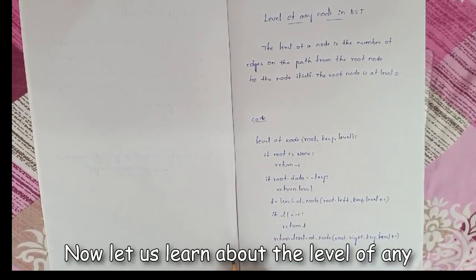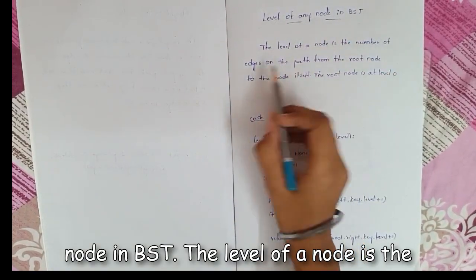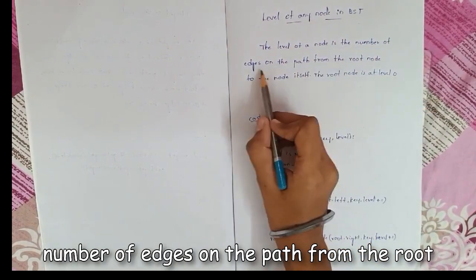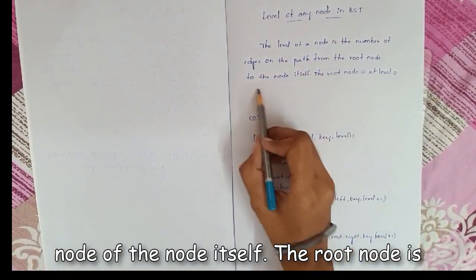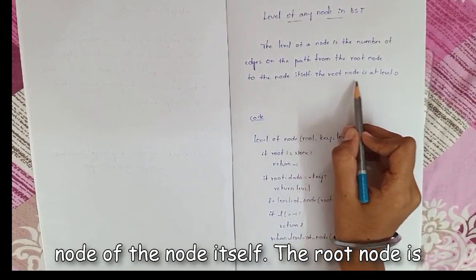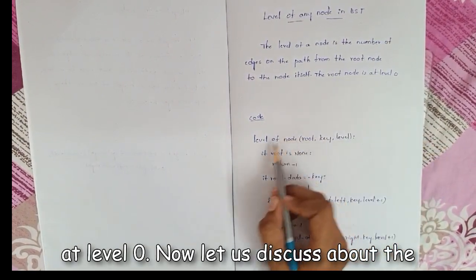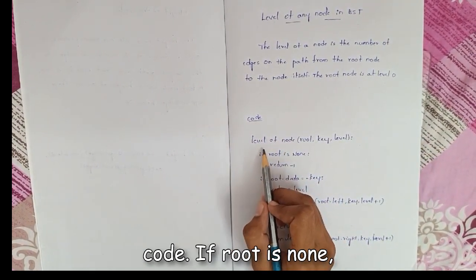Now let us learn about the level of any node in BST. The level of a node is the number of edges on the path from the root node to the node itself. The root node is at level 0. Now let us discuss the code.